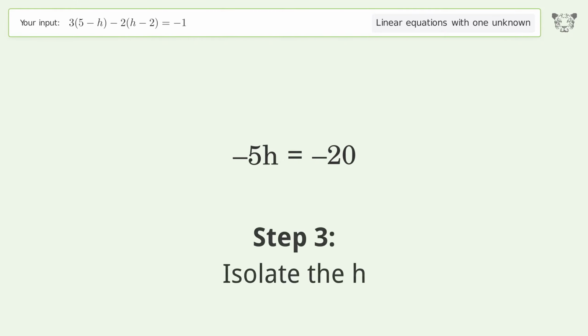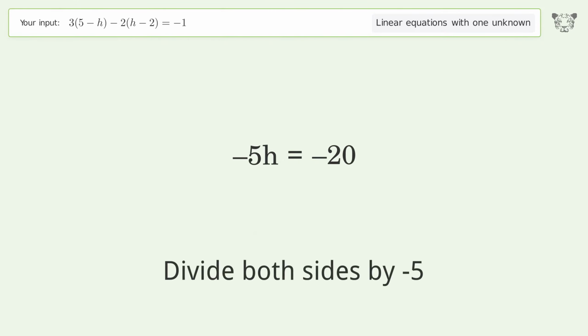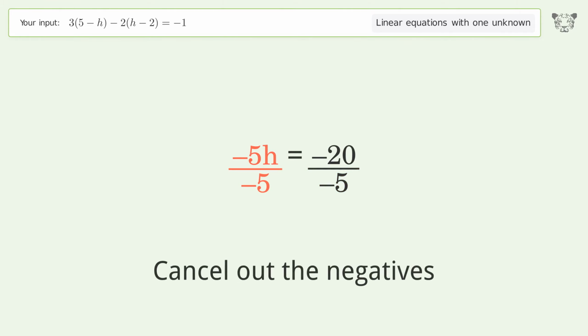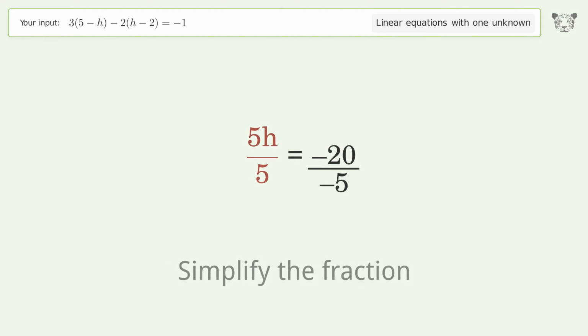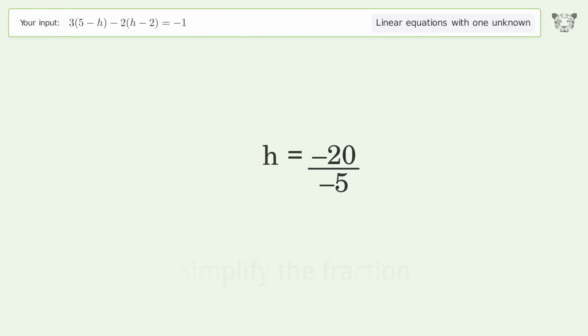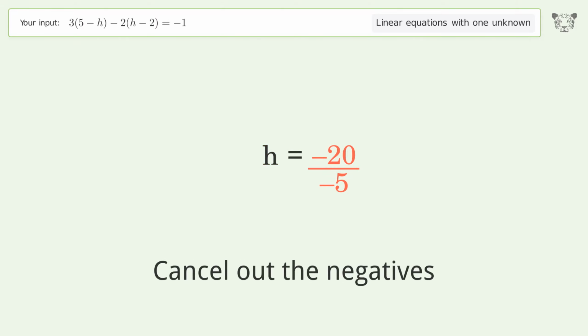Isolate the h. Divide both sides by -5. Cancel out the negatives. Simplify the fraction. Cancel out the negatives.